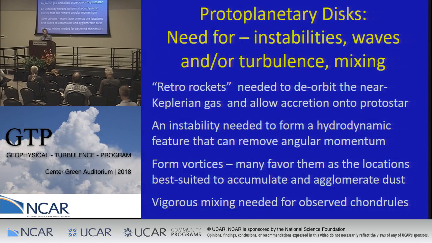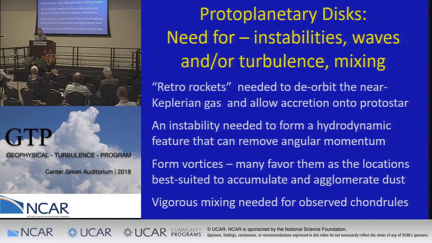You can't just have Keplerian flow. You need something so that gas that's orbiting around the protostar is going to fire its retro rockets, get rid of its angular momentum, and come on in and add to the mass accretion. You need some sort of instability or wave or turbulence.